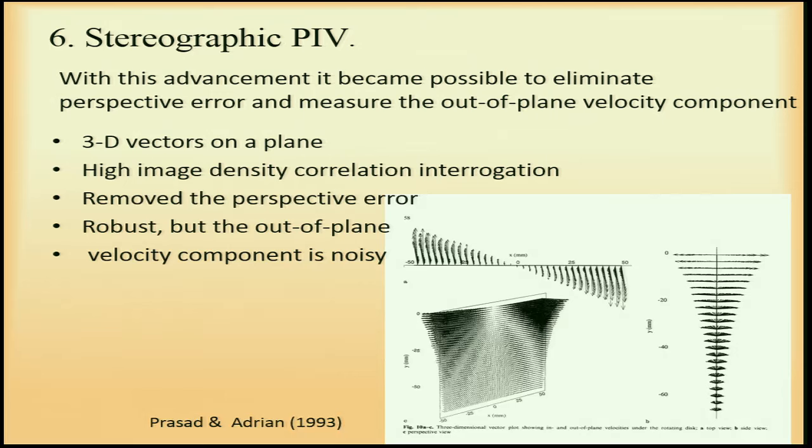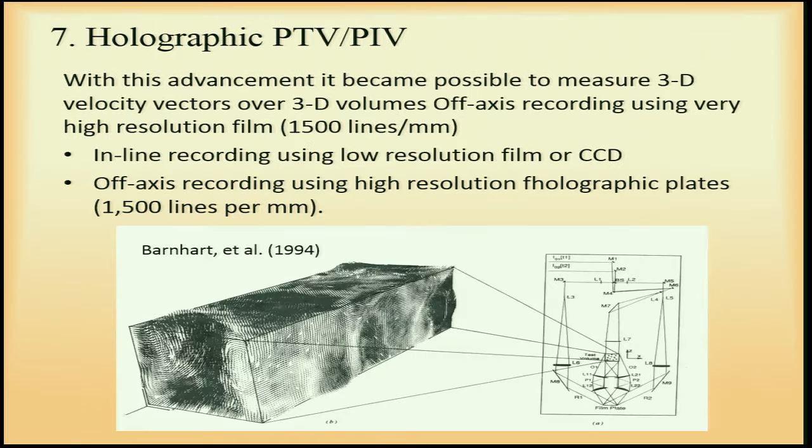Next thing that came along was stereographic PIV, so visualize or record two images with a stereo camera on the plane. And then after that, there was some work on holographic PIV. And of course, to do holograms, it's ordinarily thought you have to use film because you need very high resolution to record the interference patterns. And it was a terrific pain. Believe me, I had Don Barnhart, one of the best holographers I know. And it was a lot of work to get a vector field like this.